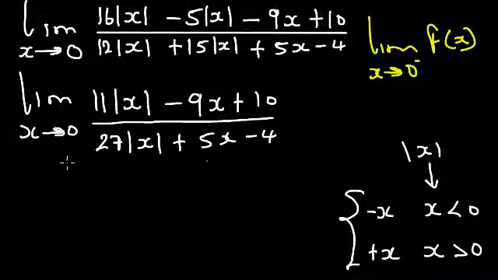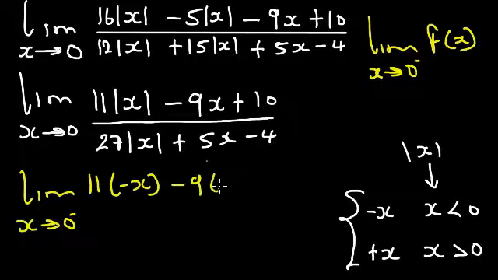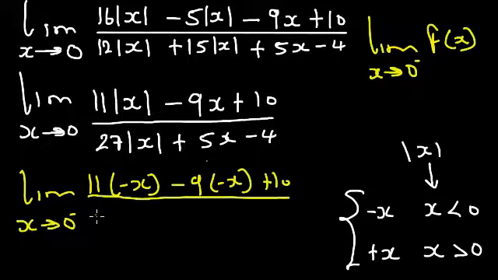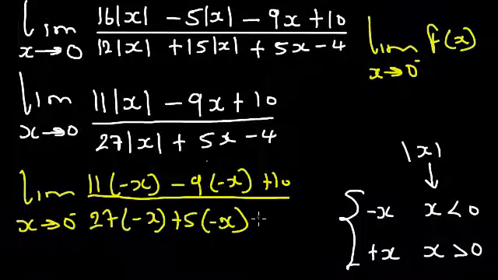So now, if we want to evaluate the limit as x approaches 0 from the left hand side, we replace the absolute value of x entirely with minus x, and hence we now have the limit as x approaches 0 from the left hand side of 11 times minus x minus 9 times minus x plus 10, divided by 27 times minus x plus 5 times minus x minus 4.